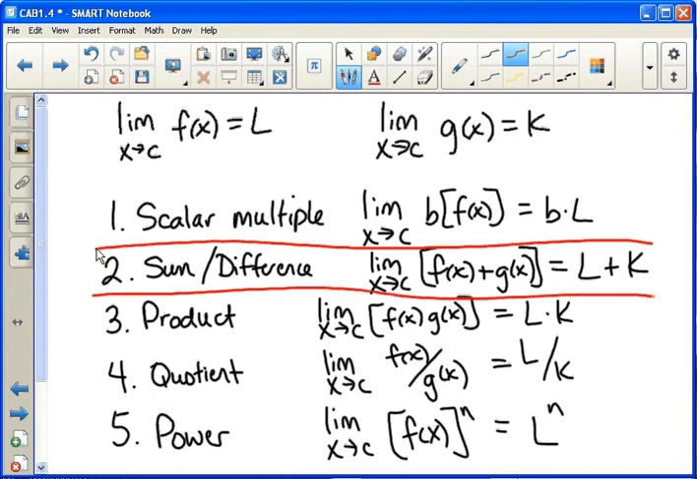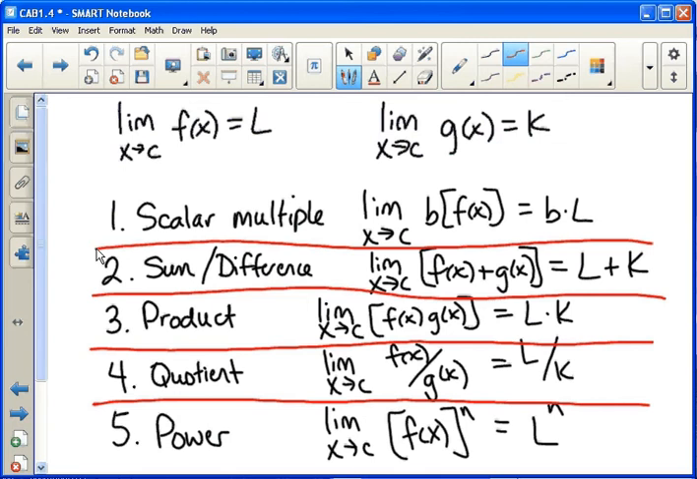But if you look up top, it tells us that for some value, the limit of function f is going to be called L, and the limit of function g is going to be called K. So what this is saying, for example in the first one, is that if you multiply f by a number, then all that's going to change is you just multiply your limit by a number. So for example, if you have a function and you know the limit at a certain point is 5, well, if you double the function, you've changed the function, but you can take the limit of that new function and it's just going to be double 5, which is 10.